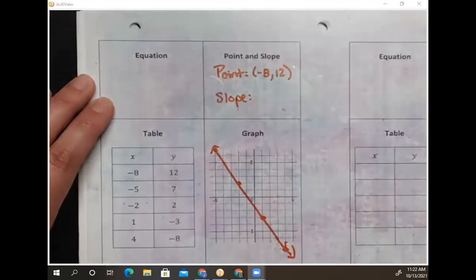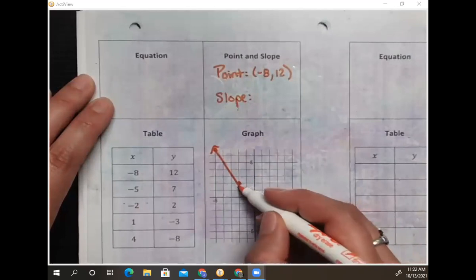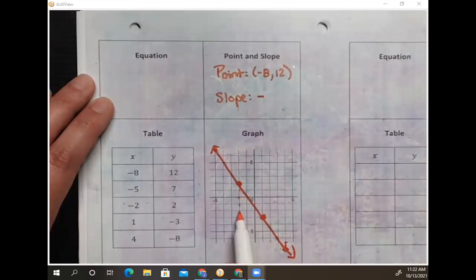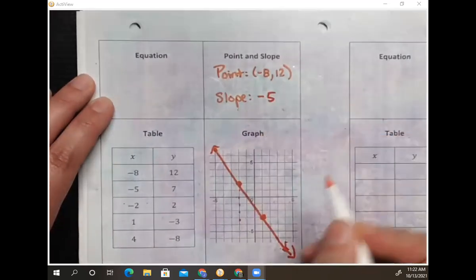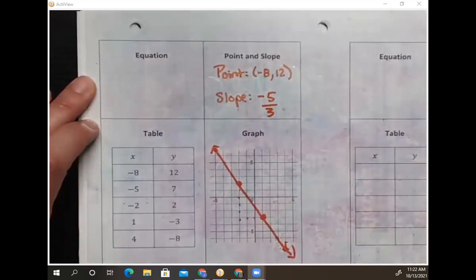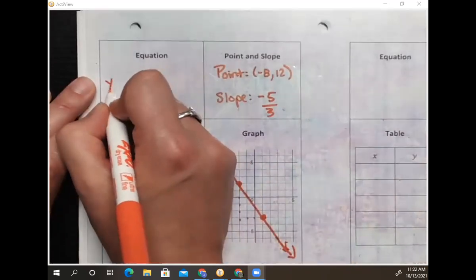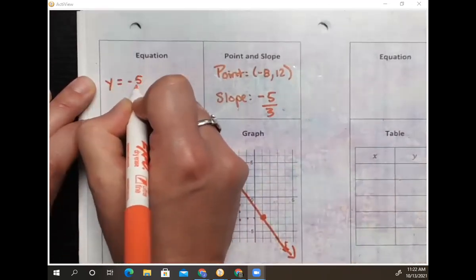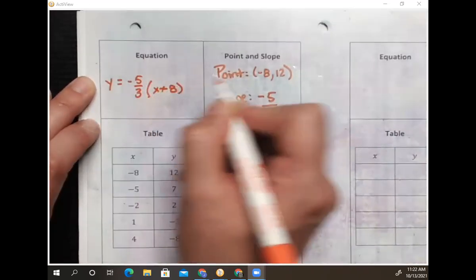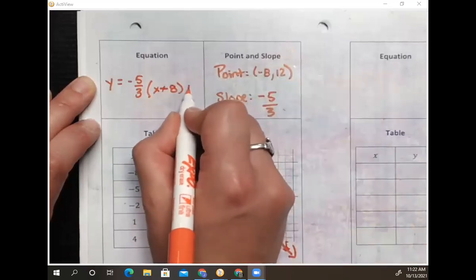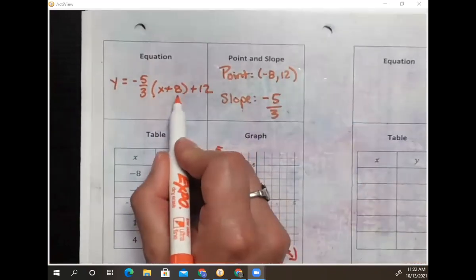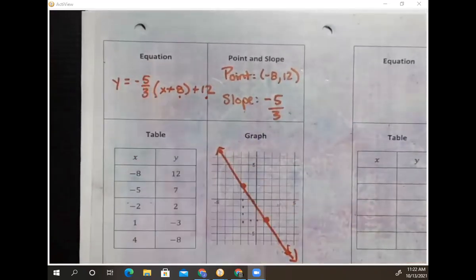What's my slope? Yeah, we're going down from one point to the next, so it's definitely going to be negative. I go down 1, 2, 3, 4, 5, and then over 1, 2, 3. -5 over 3. So then my equation would be y equals -5/3 times x plus 8. Remember opposite sign, and then plus 12. If you used a different point, these numbers would be different, but your slope would be the same.